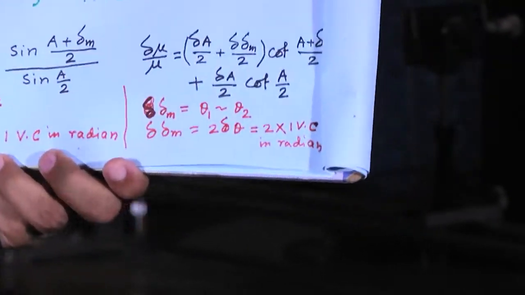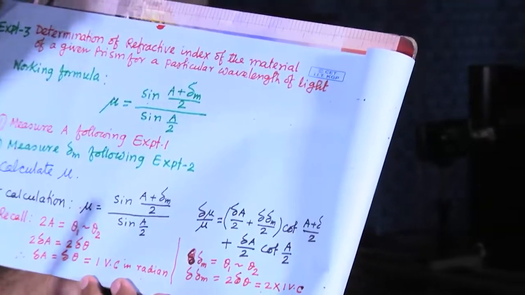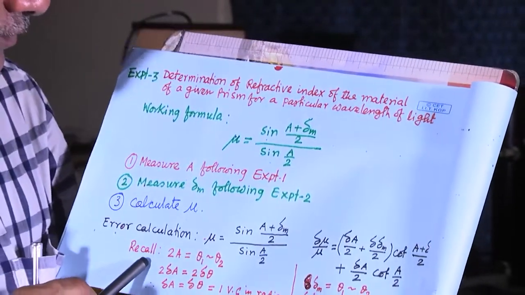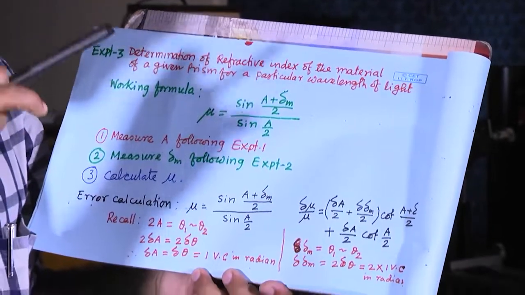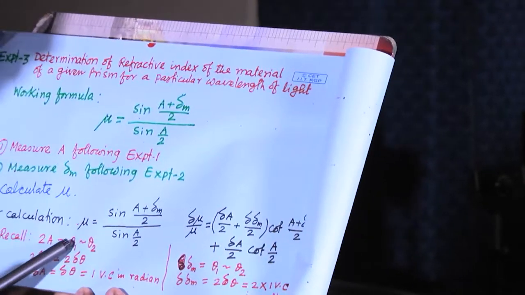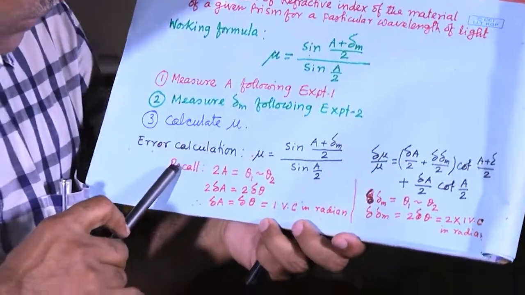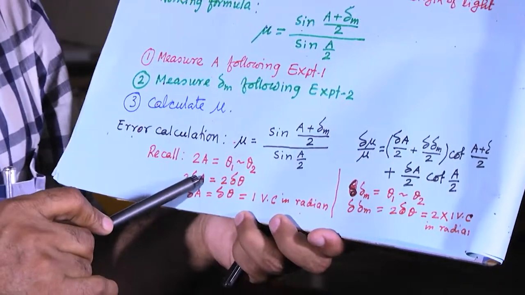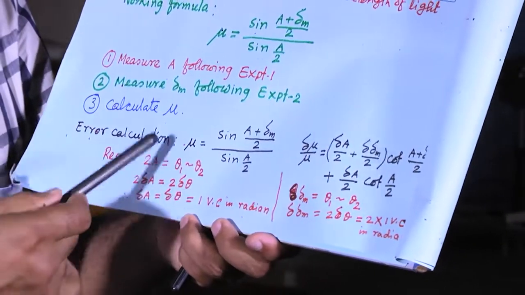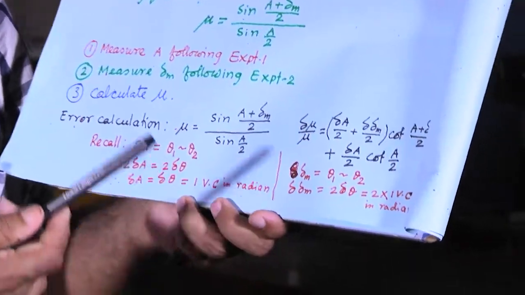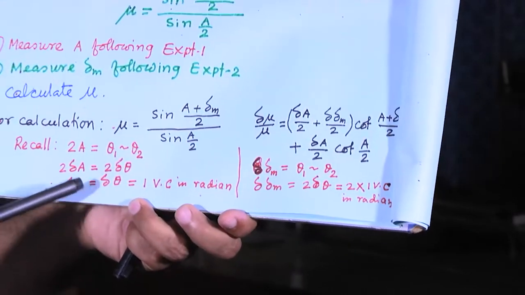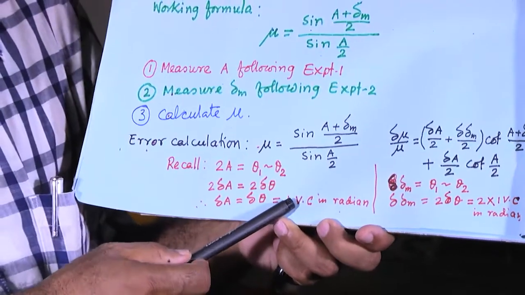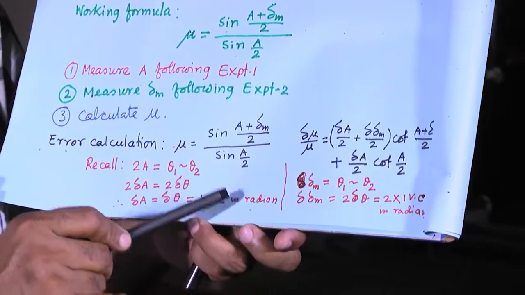That is the least count of the instrument. Recall that when we measured the angle of the prism, we took two readings, theta 1 and theta 2. The difference of theta 1 and theta 2 was 2A, so basically 2A equals theta 1 minus theta 2. So 2 del A equals del theta 1 plus del theta 2, which means 2 del theta, because the least counts are the same for both cases. So del A equals del theta, equal to 1 Vernier constant. Whatever the Vernier constant is, here you have to use it in radians.